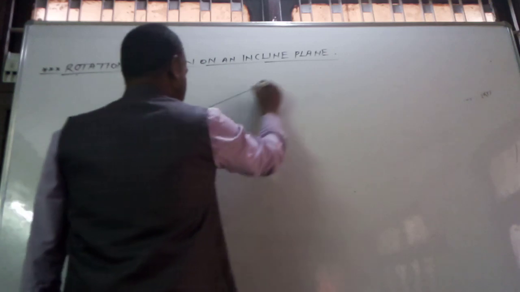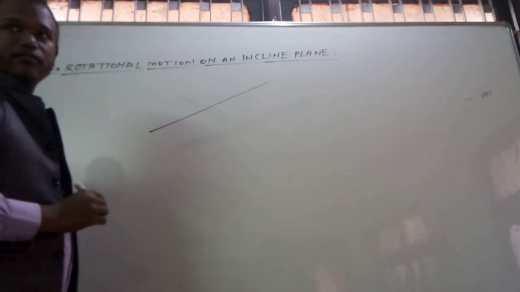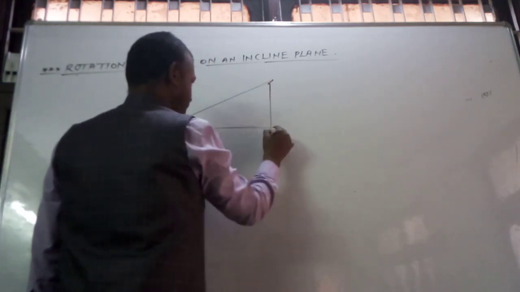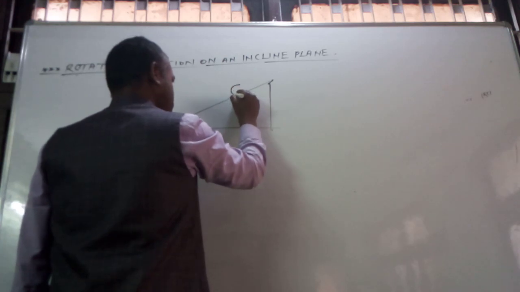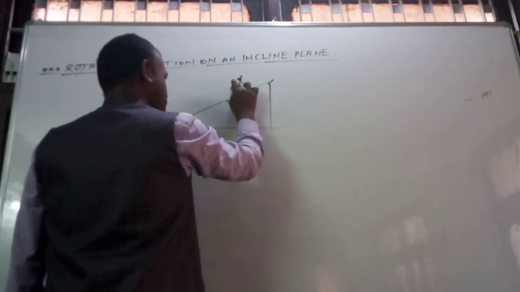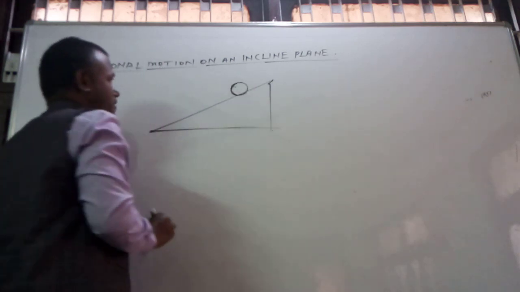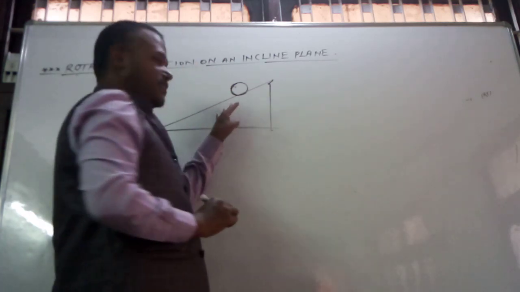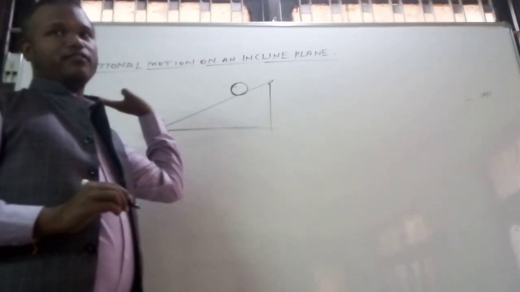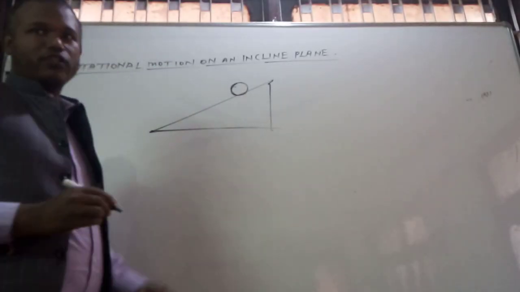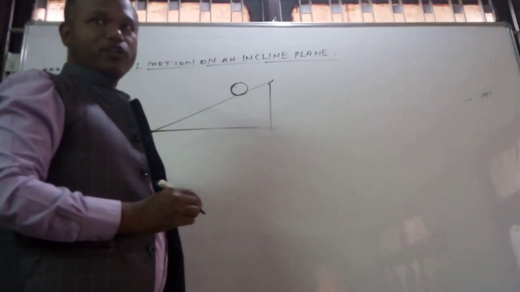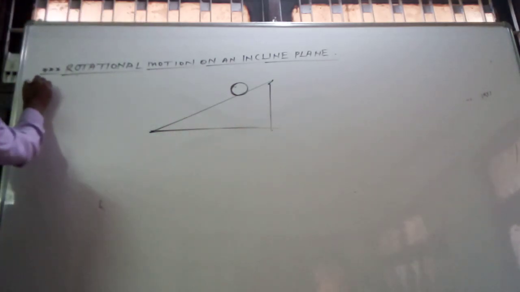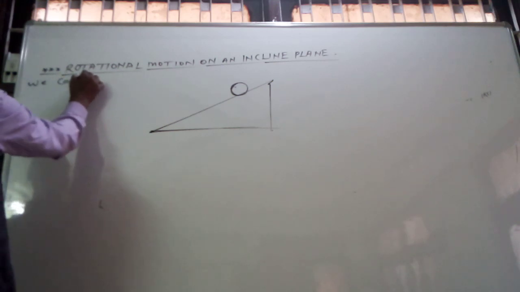What is an inclined plane? This is our inclined plane. Take an object on this plane. This is an object kept on this plane. If the surface has some friction coefficient, then the body will start rolling on the surface. So we consider pure rolling of an object on an inclined plane.